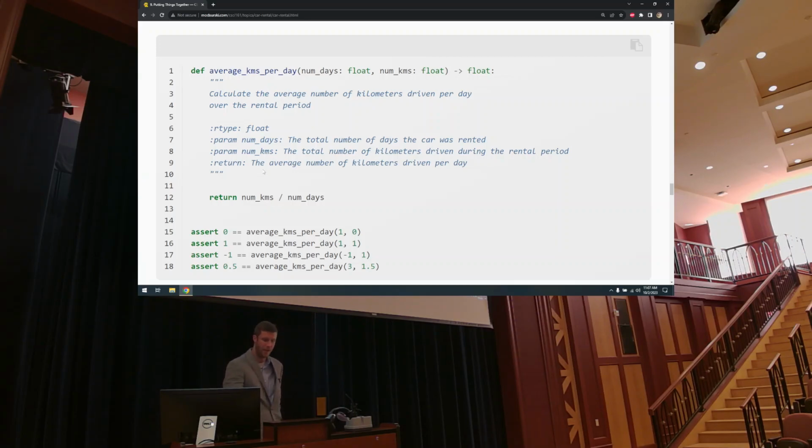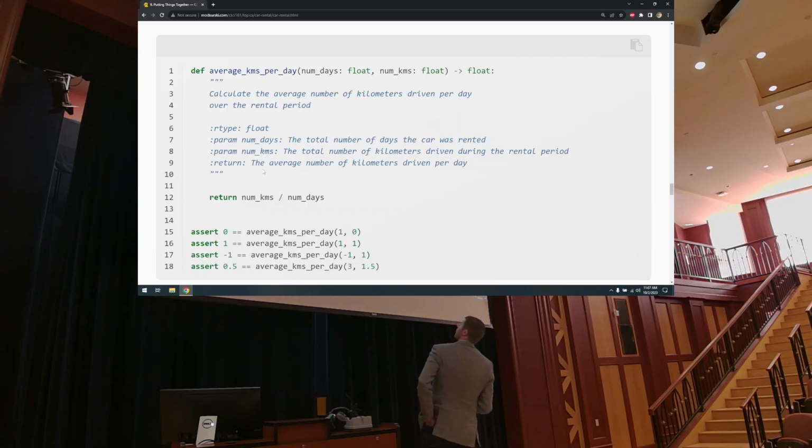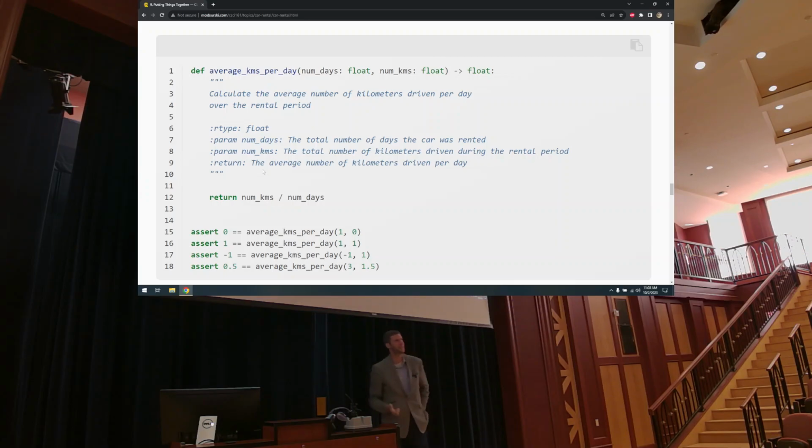Once again, someone can look at number of kilometers divided by number of days and think, well, that's averaging it out. But what's even more clear is average kilometers per day, spelling it out with a function name. And it's going to be easy to test. It's going to be easy to know it's correct, which makes me happy because then I can carry on writing the other bits of the problem I need to solve, confident that what I have is correct.